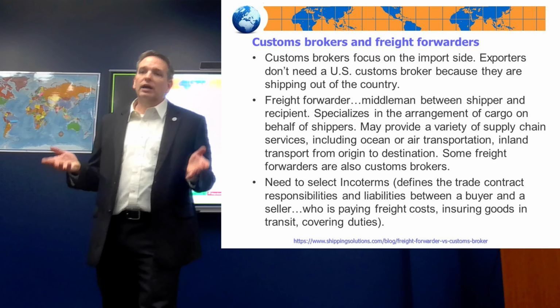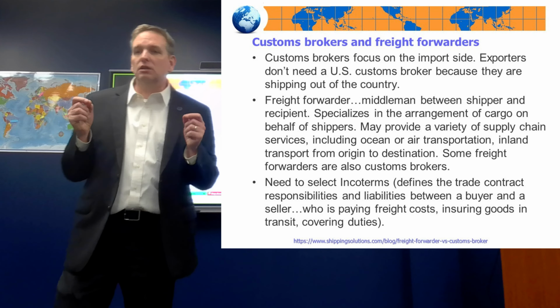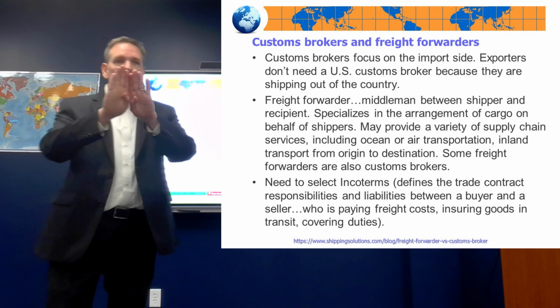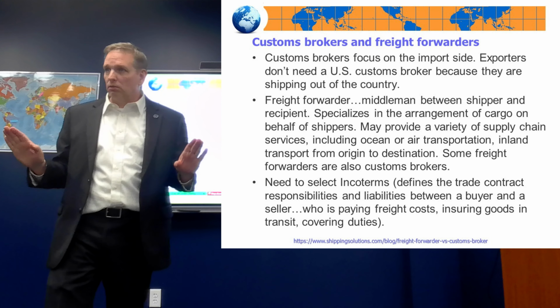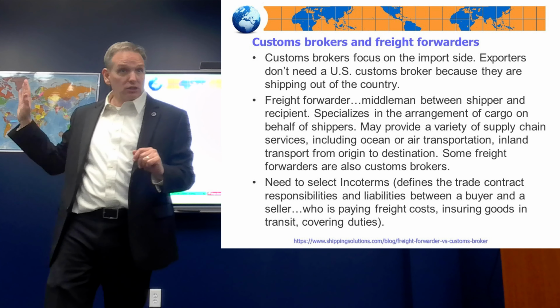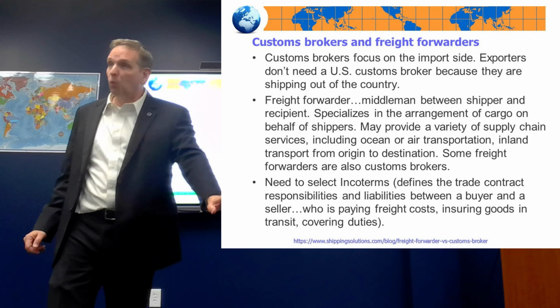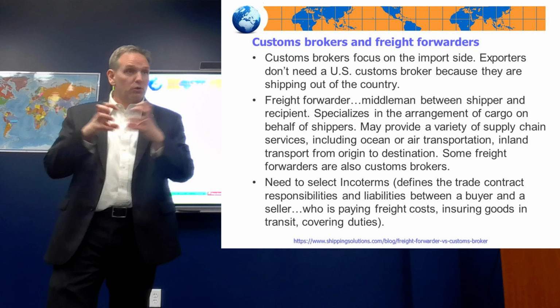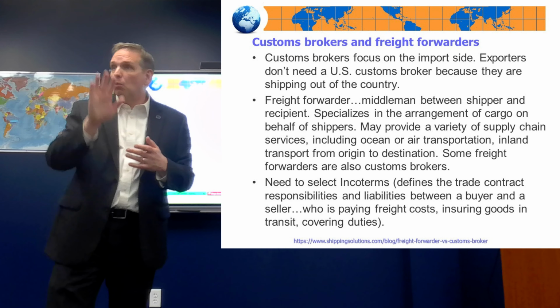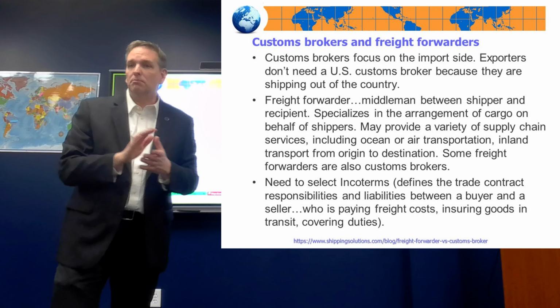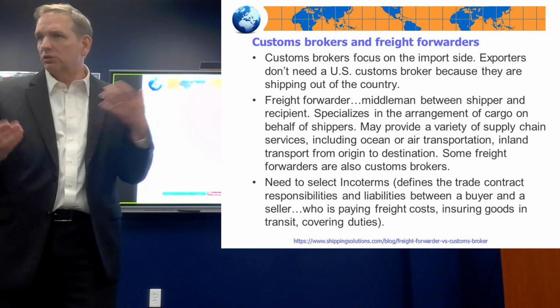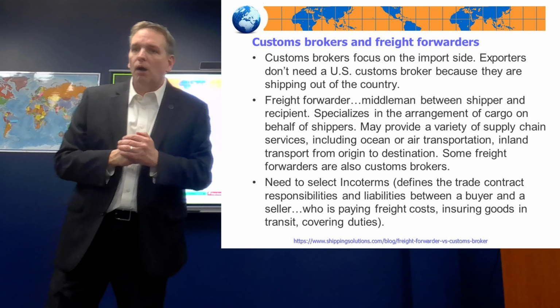Customs broker. A customs broker focuses on the import side, so it's basically a middleman, if you will, between whoever's doing the exporting and whoever's doing the importing, right? This person does it, but they focus on whatever country it is that does the importing. And I'll give you an example to illustrate this in just a second.